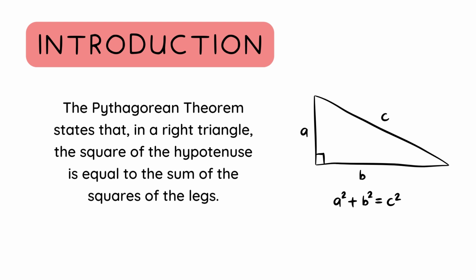That's the introduction about the Pythagoras theorem. It states that in a right angle triangle, the square of the hypotenuse is equal to the sum of squares of the legs. That's basically the definition of the Pythagoras theorem: a squared plus b squared is equal to c squared, where c is the hypotenuse. You will understand its definition in a better way in upcoming slides.